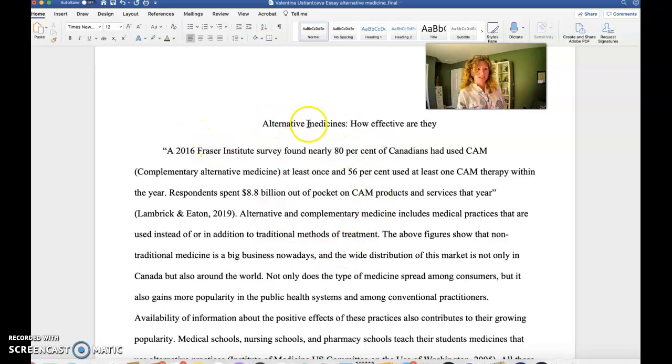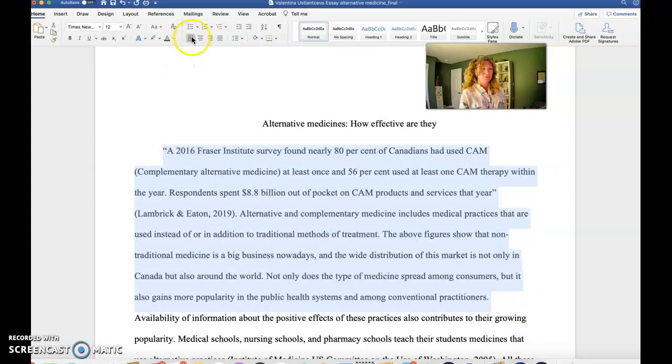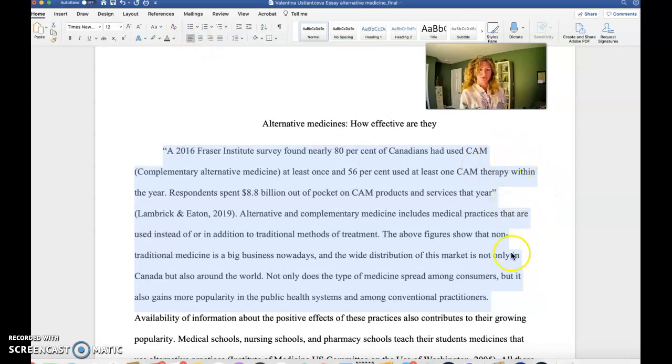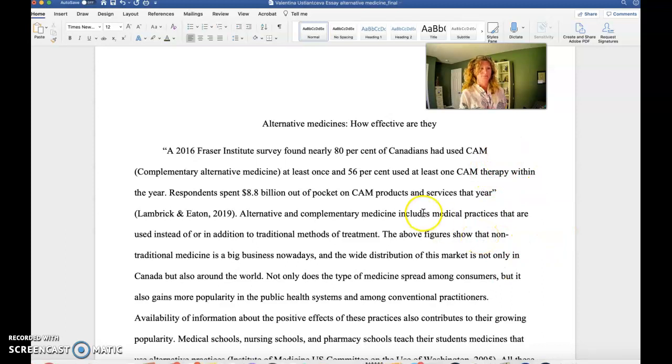I have my nice title here, Alternative Medicines. How effective are they? You'll notice here, the font ends. It's not a straight line, okay? I want to just show you how to do this. See up here, if it looks like this, you might think, oh, this looks very professional. It looks wonderful. Yes, perhaps. However, that's not APA standard. We like to do this called left justify, okay? So make sure that your essay looks like this.